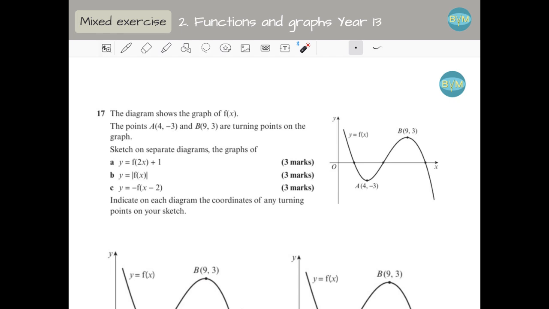Hello, this is question 17 on your mix exercise 3 from Yathotim. You have the diagram. This diagram shows this curve. We have a couple of points with the coordinates, and we have to sketch these three functions. So there are two transformations.